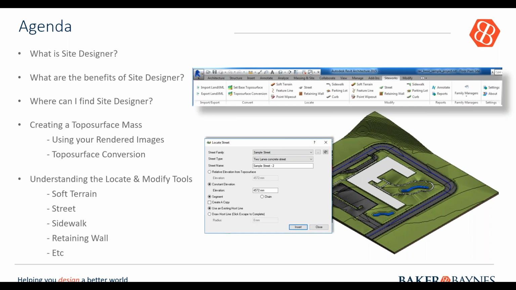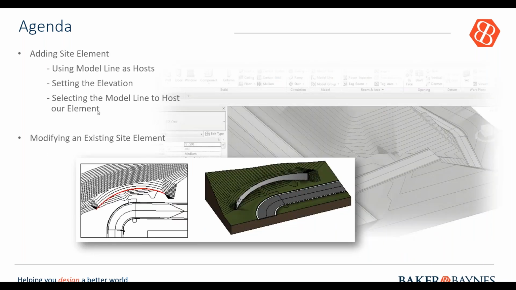Then we're going to go on to create a topo surface mass or do a conversion. We can also go through understanding the locate and modify tools, which include things like soft terrain and creating a street and a retaining wall and so on. We're also going to go through how to modify an existing site element, and how to add things like your street and different site elements to make your site look a little bit better. So let's hop onto that.